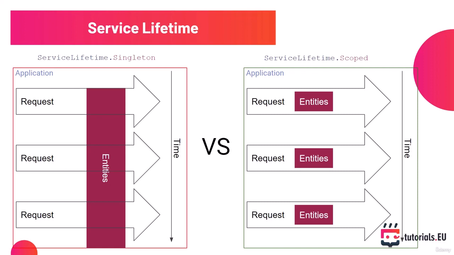A better alternative is to create a new instance of the entities class per HTTP request and dispose of the entity service instance on the disposal of the request. Consequently, a request can only save the changes made to the entities by itself. It cannot save the changes made by other requests. And that's exactly what the scoped service lifetime is doing.